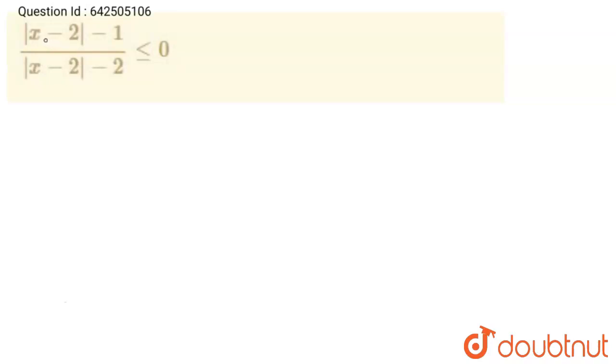Student, in this question we have to solve for x. In the numerator there is one mod and in the denominator there is a second mod. So to find x, first of all we have to remove the mod. So let's start solving this question.